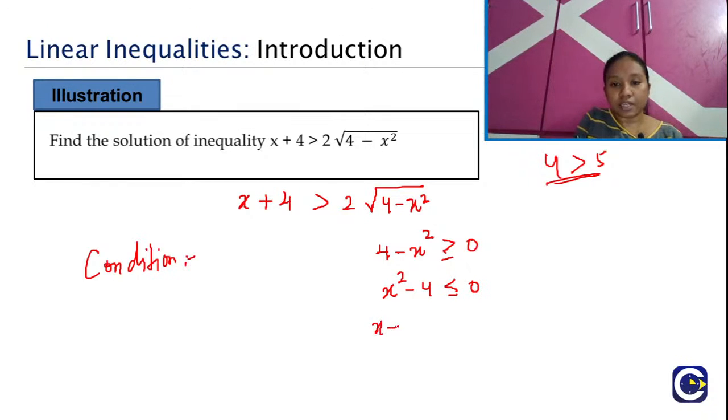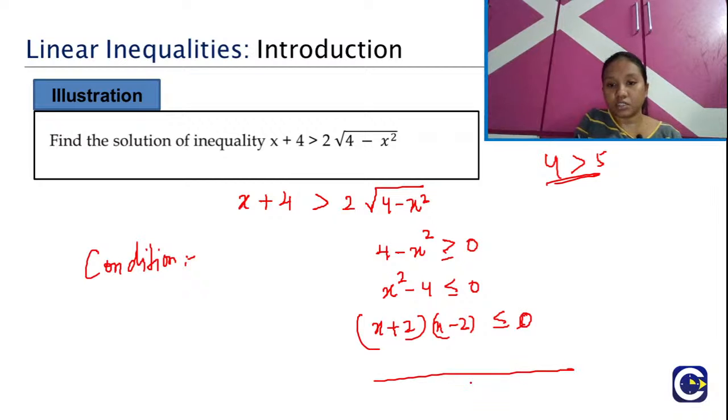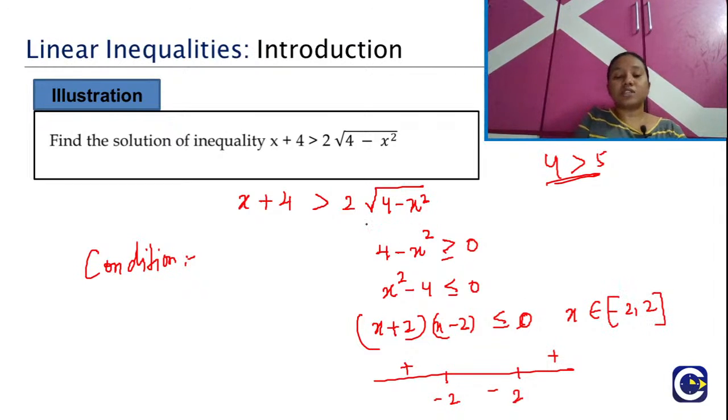Expanding this, x plus 2 into x minus 2 less than or equal to 0. Now I can apply the wavy curve method here. One critical point is minus 2 and the other is plus 2. So plus, minus, plus, and we want less than or equal to, so x belongs to minus 2 comma 2. This is for my square root, so 4 minus x square should be greater than or equal to 0. This entire expression now becomes a positive expression. Yes or no? In a similar way, if this side of the inequality is also positive, then I can square it on both sides.